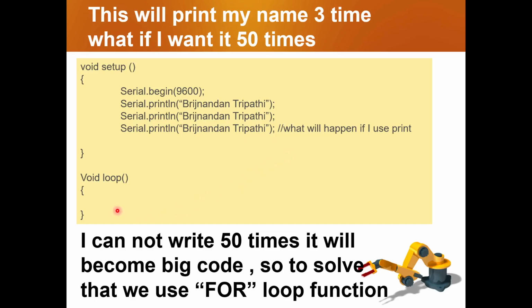Now you see I have not written anything in void loop because I am not going to repeat anything. Here, writing it 3 times is easier. I can just copy paste that 2 times. But what if I want to write it 50 times or 100 times? Is it feasible or will it be good enough to write the same line 100 times? No, there is another way.